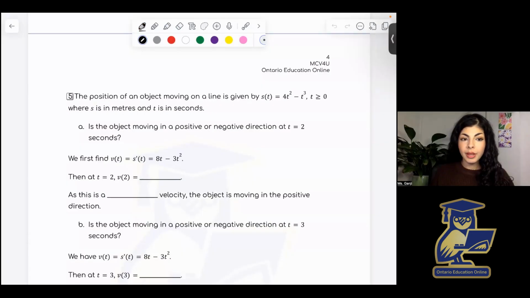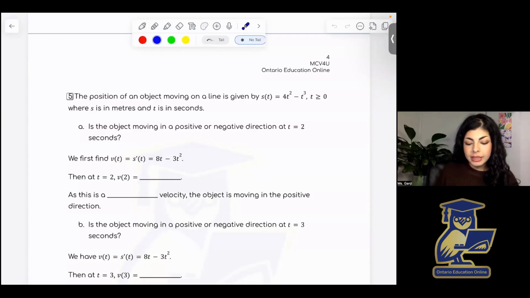Okay, now for our next example, we are told that the position of an object moving on a line is given by the function s of t equal to 4t squared minus t cubed, and t is greater than or equal to 0, keeping in mind that t is time, so we're often going to see that with time. And so s is also in meters here, and t is in seconds.